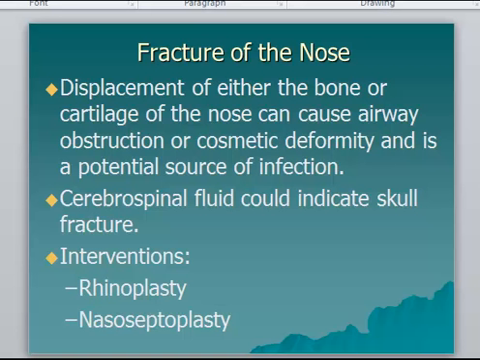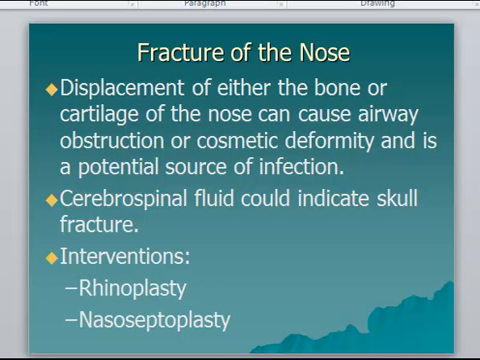Well, next we're going to be talking about the respiratory system, and we're going to talk first about fracture of the nose. The other slides that are in here are about assessment of the respiratory system, so if there's anything that you need to go over and just review, that would be a good idea as well.